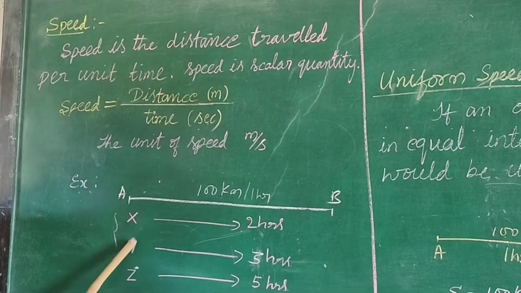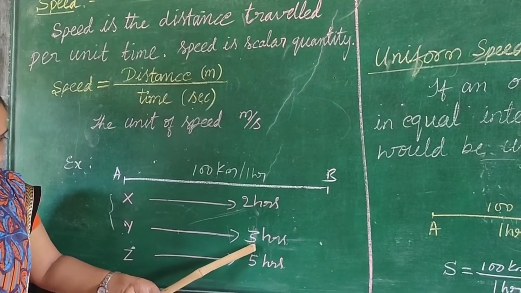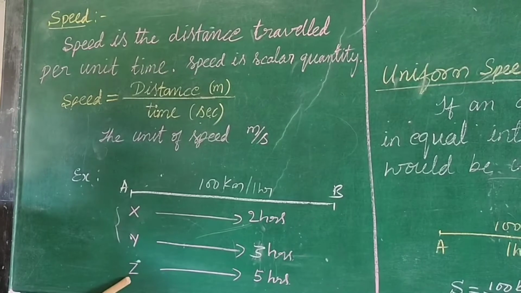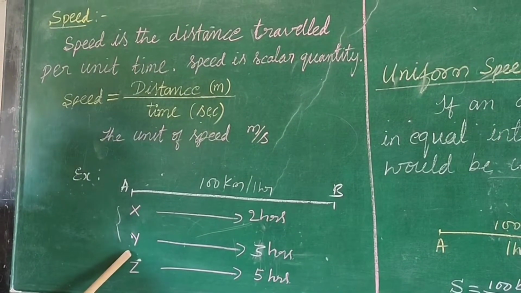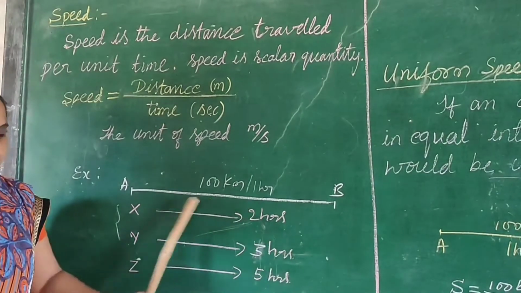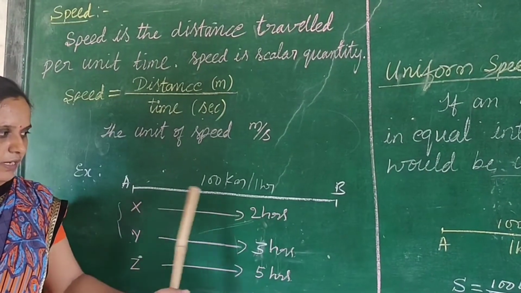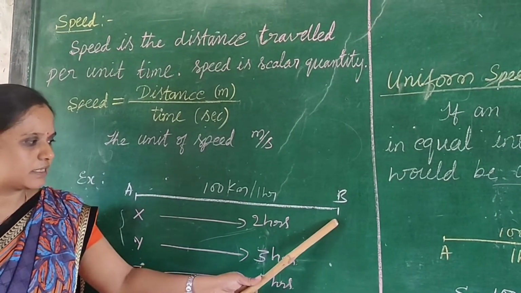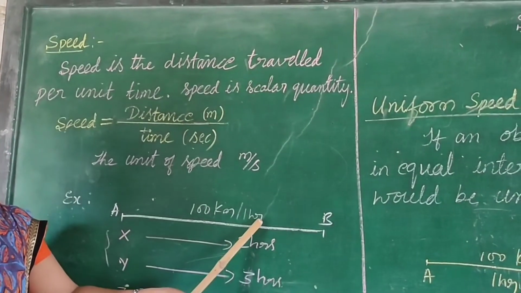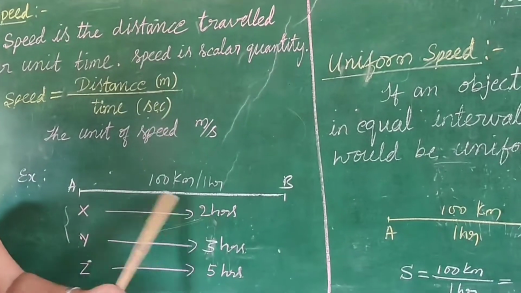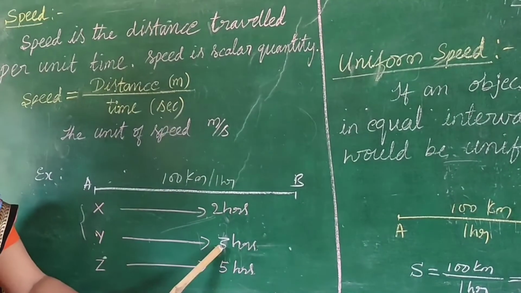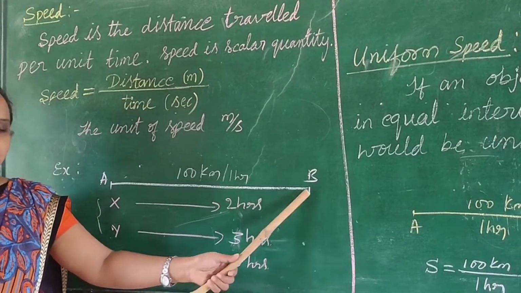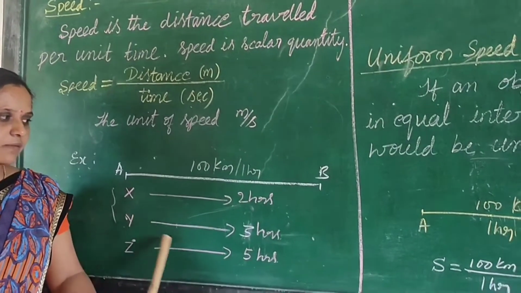Y is faster than Z because Y takes less time compared to Z. So what about X, Y and Z? Z is slower than X and Y. So here the speed changes. In different times, they cover the same distance. I cover 100 km in 1 hour. X takes 2 hours to cover this distance. Y takes 3 hours to cover the same distance. Z takes 5 hours to cover this distance. So here the speed changes.